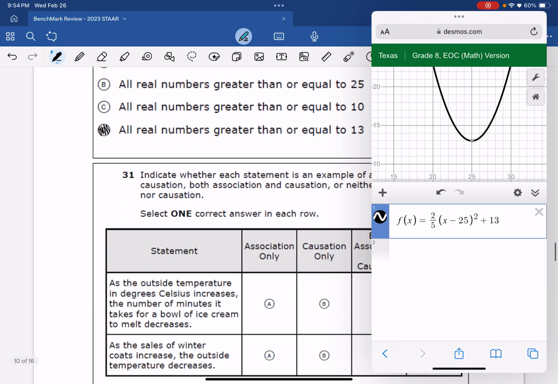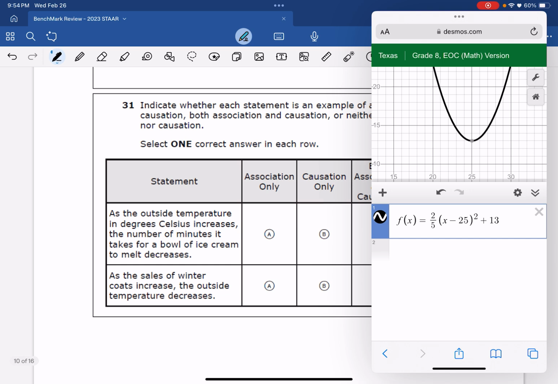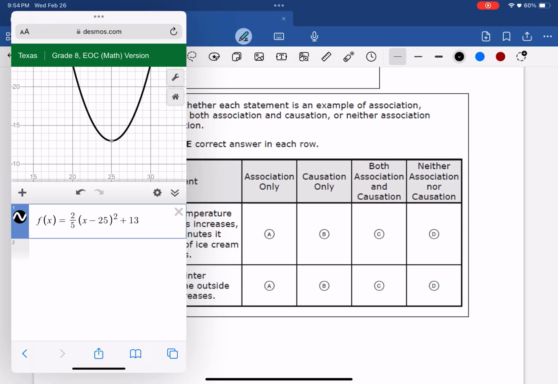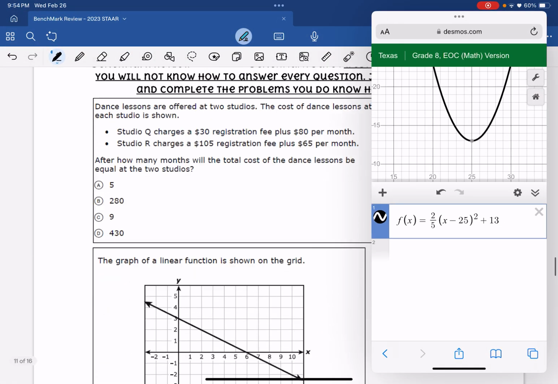All right. So remember with causation and correlation, if you're going to choose causation, it is both causation and association. So technically you should not ever choose something like this. It can only be association only, or both association and causation, or neither. So just remember that.